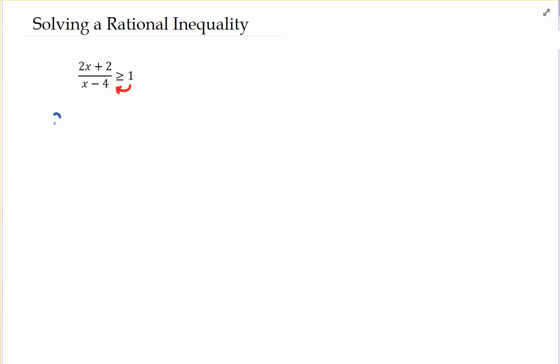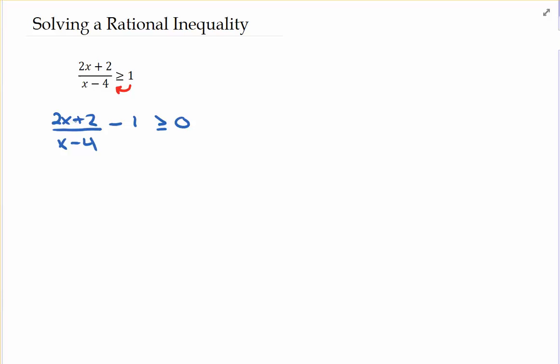you've got (2x + 2)/(x - 4) minus 1 greater than or equal to 0. Having 0 on the right-hand side is a key element, as we're going to discuss later on. But one issue right off the bat, as soon as you move the 1 over, is there are two technically rational expressions that you're going to be subtracting.